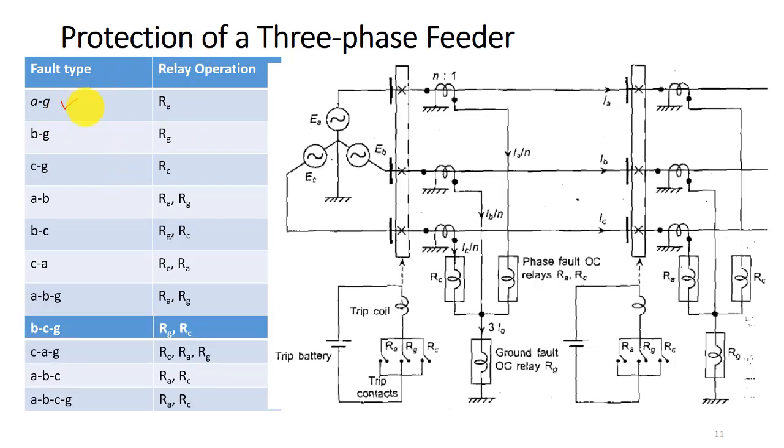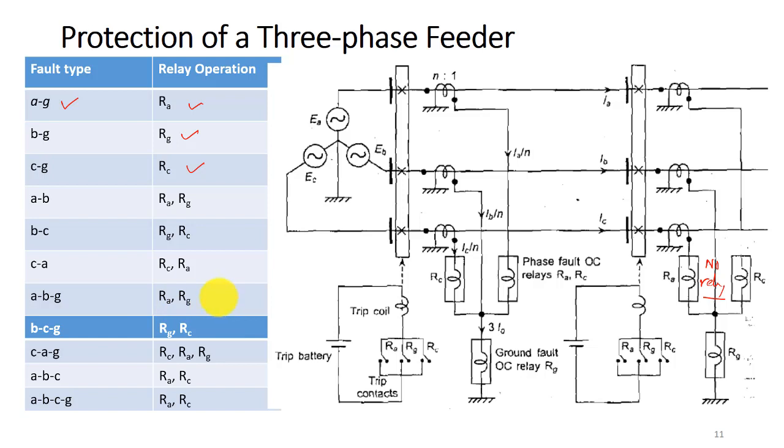This is another type of arrangement for which the relay operation for different types of fault is shown. For A to ground fault, phase A to ground fault, relay RA will operate, right? And for B to G fault, RG will operate. For C to G fault, RC will operate, because RC is here, right? For B to G, there is no relay at phase B. Here there is no relay in phase B, right? So therefore, your ground relay will operate for that. RG will operate.